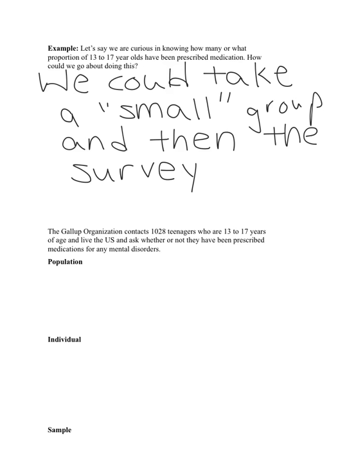Okay, so this is exactly what the Gallup organization did. We talk a lot about the Gallup organization. They are a credible agency and they do tons of these surveys. So they actually conducted this survey. And again, rather than survey all teenagers who live in the U.S., they just did a small group. And so in this case, small to them was 1,028. All right, so once they gathered all of these teenagers, they asked whether or not they had been prescribed medication for any mental disorders.